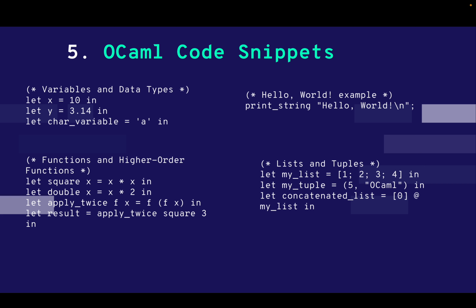Bottom right is lists and tuples, which is let my list equals 1, 2, 3, 4, and then my list, and then a tuple is 5, in OCaml in which you could mix and match data types. And then you could have let concatenated list 0 add my list, which will add 0 into the list we already declared. Sort of like in other programming languages, such as Python or Java, where you have arrays or lists where you could add things by using built-in functions.